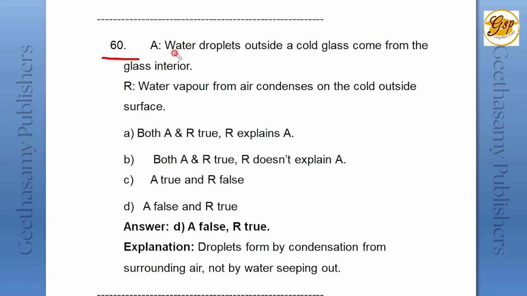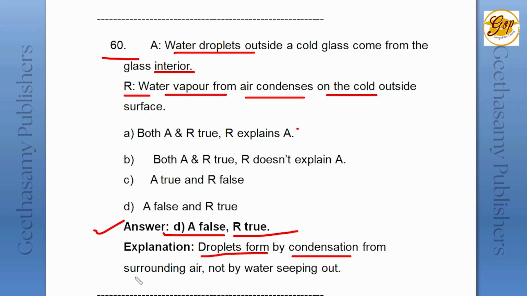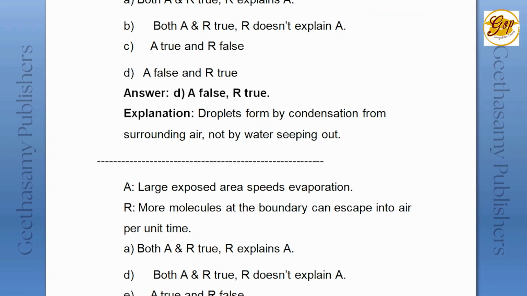60th question. Assertion: the water droplets outside a cold glass come from the glass interior. Reason: the water vapor from air condenses on the cold outside surface. The options: both A and R true, R explains A; both true, R doesn't explain A; A true, R false; A false, R true. The correct answer is A is false, R is true. The droplets form by condensation from the surrounding air, not from water seeping out.